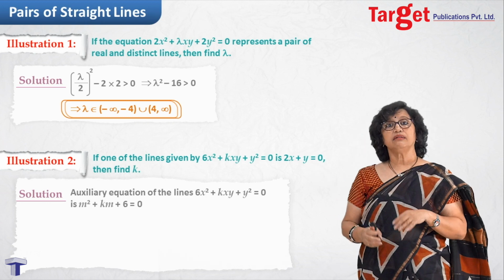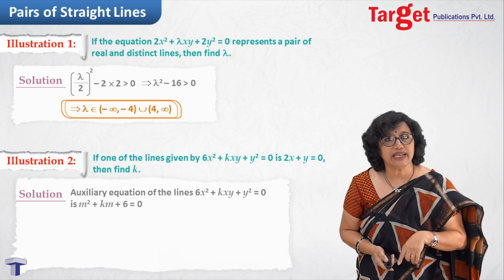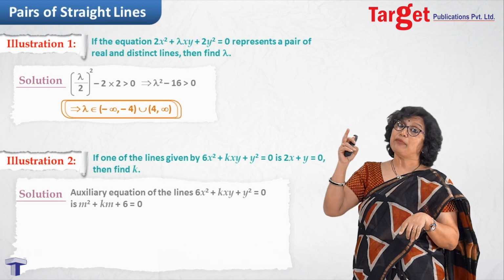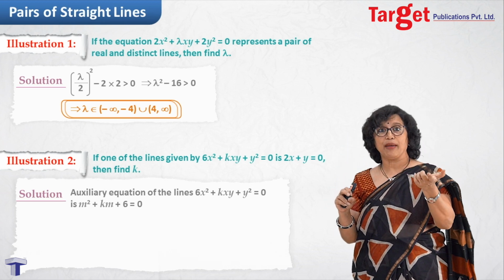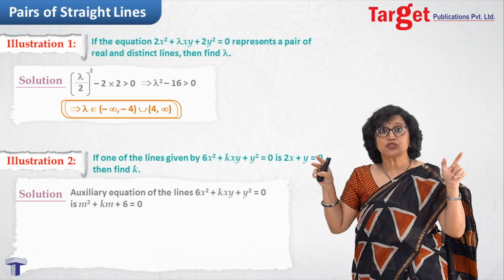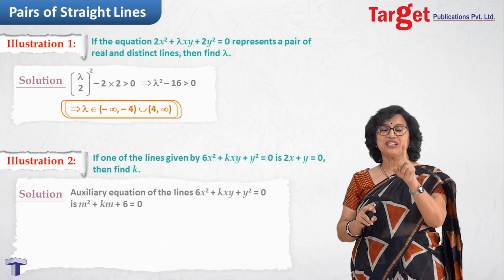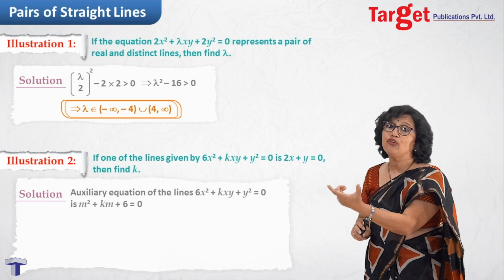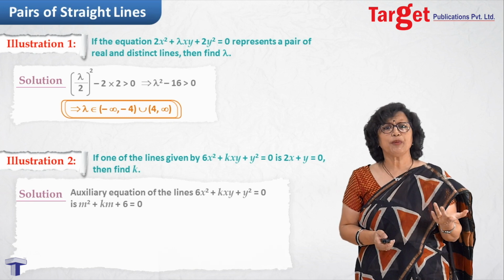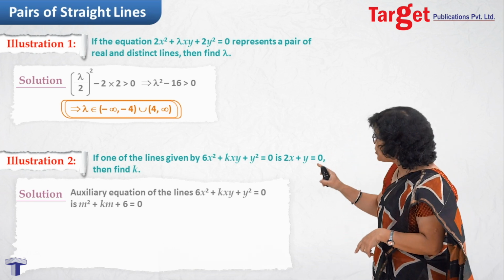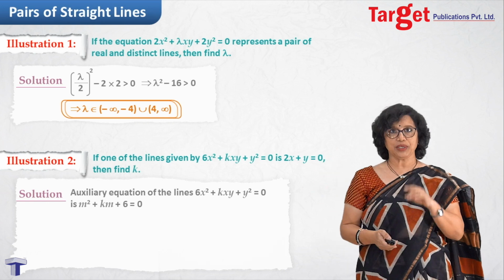given the equation, you use it for writing the auxiliary equation, which means divide by x square, replace y by x with m, so you get one equation in m, that is called the auxiliary equation. So 6x square plus kxy plus y square equal to 0. From here, if you want to write the auxiliary equation, what would it be? It would be m square plus km plus 6 equal to 0, correct?